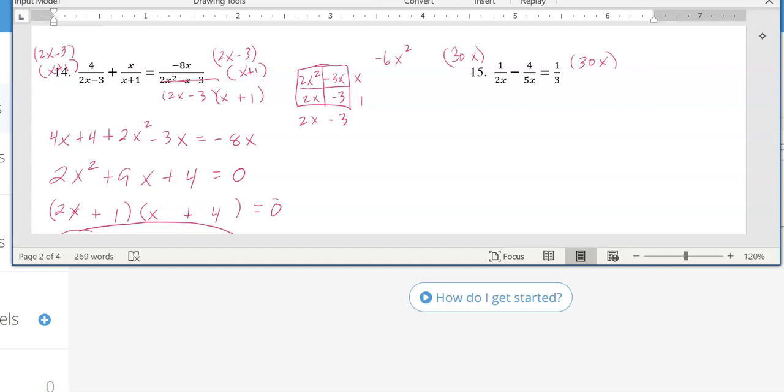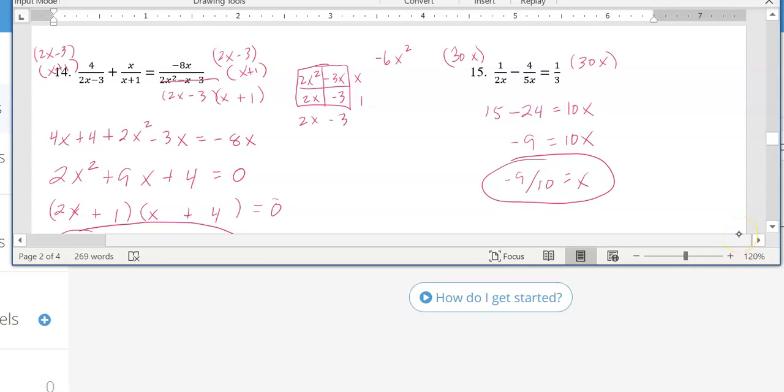So 2x goes into 30x 15 times. 15 times 1 is 15. 5x goes into 30x 6 times. 6 times 4 is 24. So I brought down the minus sign. 3 goes into 30x 10x, and 10x times 1 is 10x. 15 minus 24 is negative 9. Divide by 10 on both sides, and you get your answer is negative 9/10.